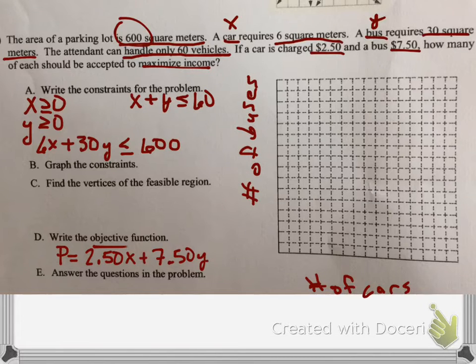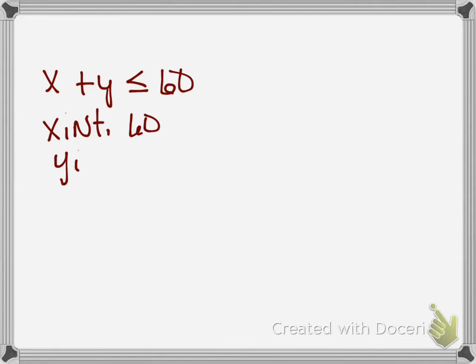Now, how do I graph this? Let's look at this. X and Y greater than or equal to 0. X greater than 0 is the line down here. Y greater than 0 is this right here. So that's at 0, 0, right here. What I suggest is doing your intercepts. When you say x plus y is less than or equal to 60, because you can't have more than 60 vehicles, then the x-intercept is 60 and the y-intercept is 60. Just look at it like that.